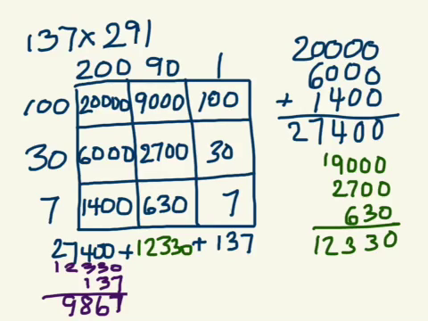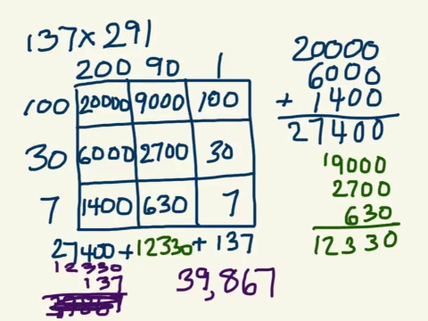7 and 2 is 9. 2 and 1 is 3. That should be a comma. Okay, so, oops, that comma's in the wrong place. Bad teacher. 39,867. This is why you should always do it neatly. Okay, so that's going to be my answer right there. I think that went, believe it or not, faster than if I had tried to multiply that number out all by myself. What do you think?